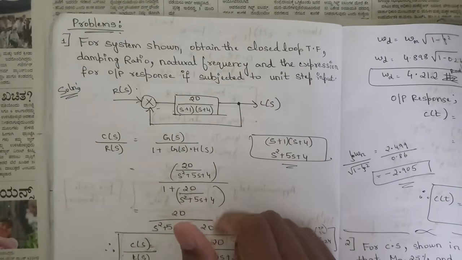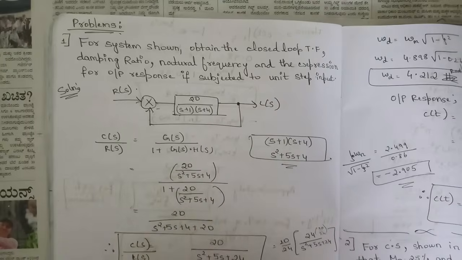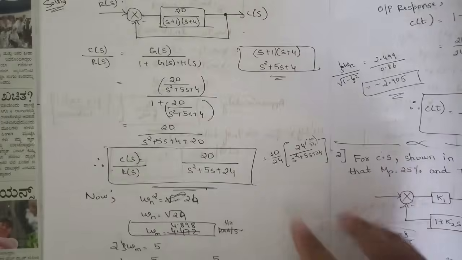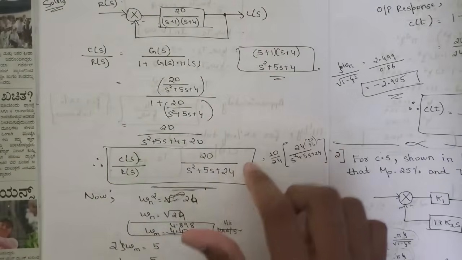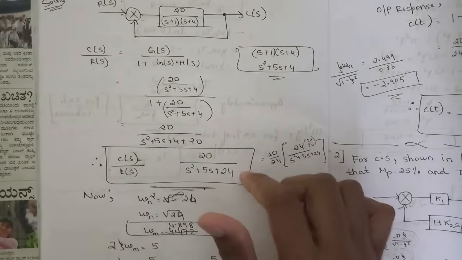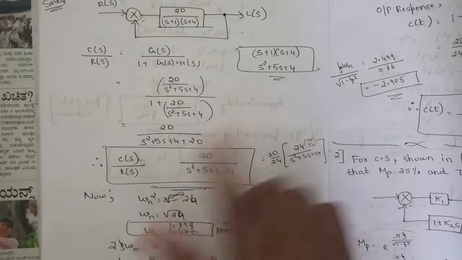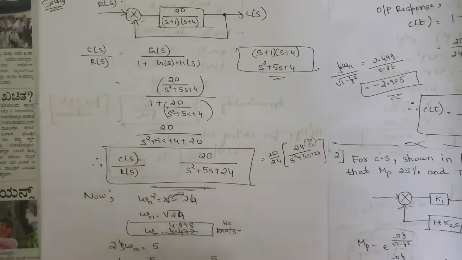omega d, omega n, zeta. Okay, by comparing it with the transfer function, that is, you should be converting this form to omega n square divided by s square plus 2 zeta omega n s plus omega n square, and you should be writing the values of omega n and zeta.